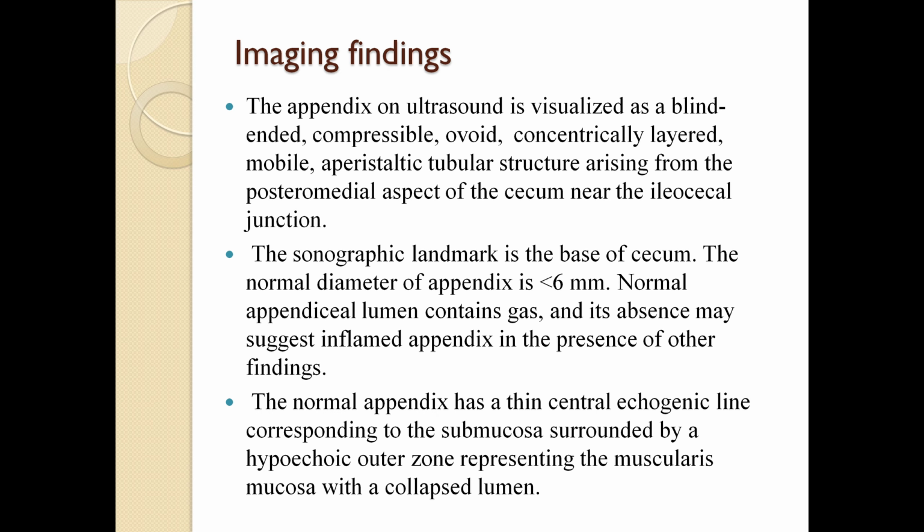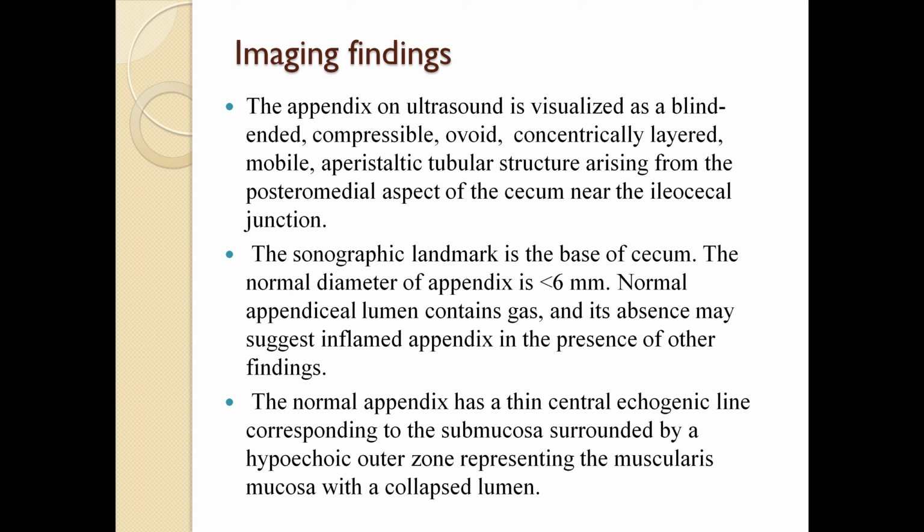Normal appendix on ultrasound is seen as a blind-ended, compressible, concentrically layered mobile aperistaltic structure which arises from the posteromedial aspect of the cecum near the ileocecal junction. Sometimes its position is retrocecal, then it is difficult to trace. However, the sonographic landmark is base of the cecum. First, we need to identify the cecum, and the normal diameter of the appendix is less than 6 millimeter. And normally it contains gas. Its absence may suggest inflamed appendix in the presence of other secondary findings.